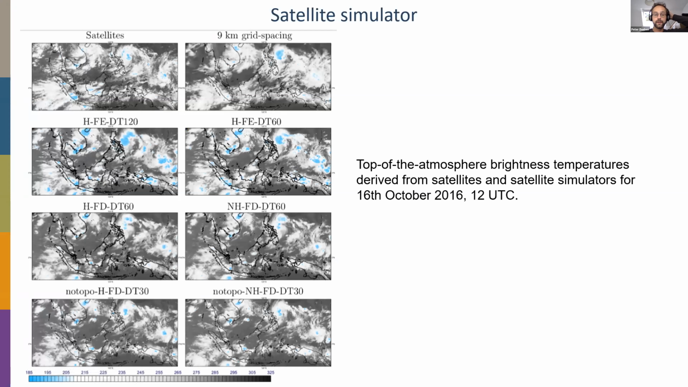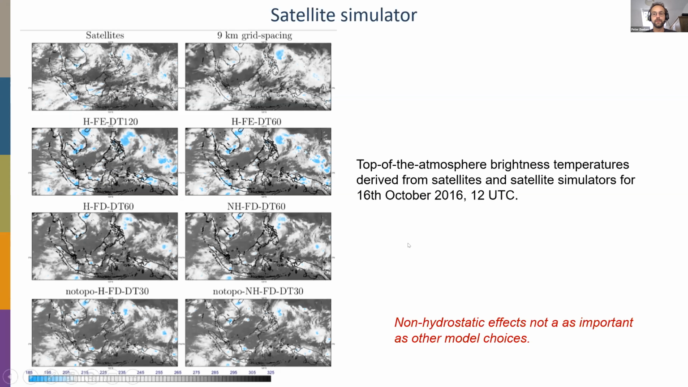Also satellite simulators. So again, over Indonesia, you see the satellite data basically in the top left. You see the deterministic high resolution forecast at ECMWF on the top right. And then you see the other 6 simulations. Again, the case with 120 seconds is kind of quite popcorny and not too realistic. If you now go to 60 seconds, it looks much better. And again, if you have the cases with hydrostatic and non-hydrostatic, both for the 60 and for the 30 second time step, you won't see much difference here.